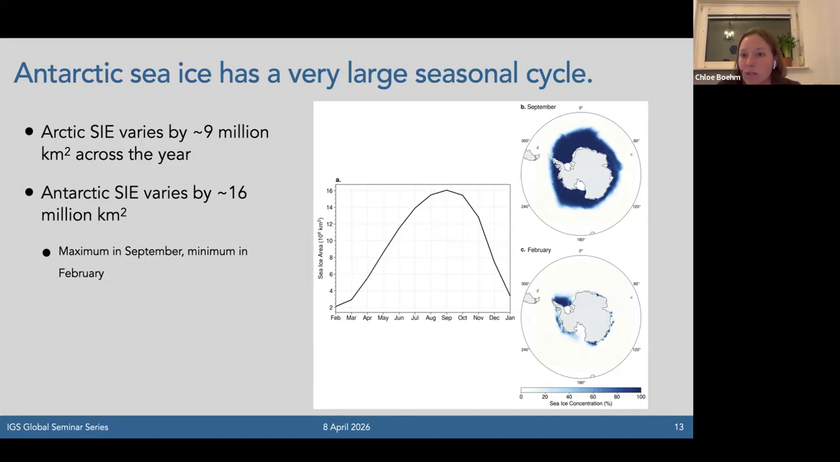The spatial representation of sea ice during September and February is shown on the right. So you can see that sea ice expands quite widely into the Southern Ocean during the sea ice maximum, but then it melts out and ends up very close to the continent during February during the sea ice minimum. And so a lot of the sea ice is first year sea ice that's growing and melting each year.